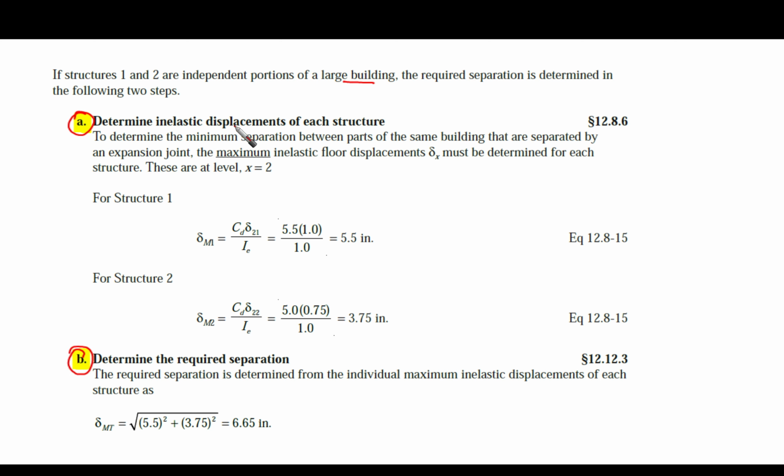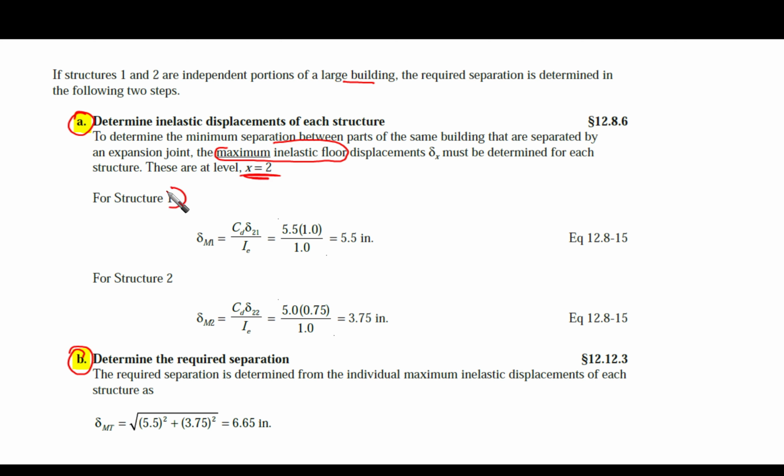Determine inelastic displacement of each structure. So we're going to look at the maximum displacement for each structure. To determine the minimum separation between parts of the same building that are separated by an expansion joint, the maximum inelastic floor displacement delta X must be determined for each structure. These are at level 2.